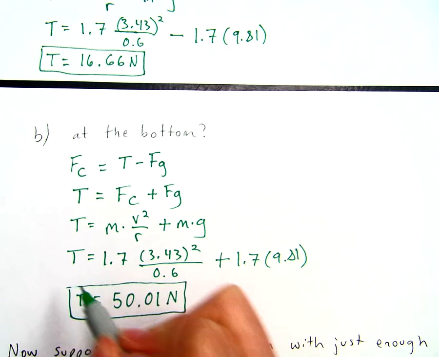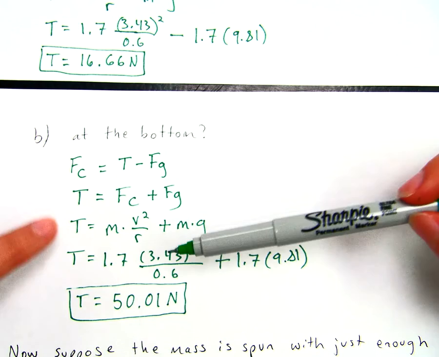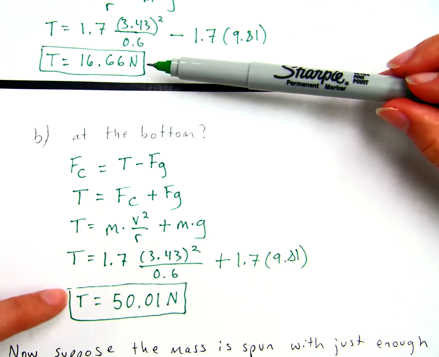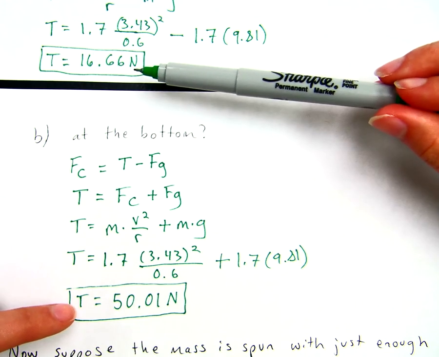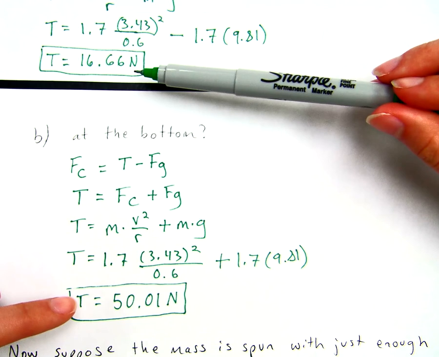So I do want to make a quick note about these two answers. So at the top of the path versus the bottom of the path, which one has the higher tension? The bottom one. So think about it. If you had to twirl an object in a vertical circle, where do you need more force on the string?